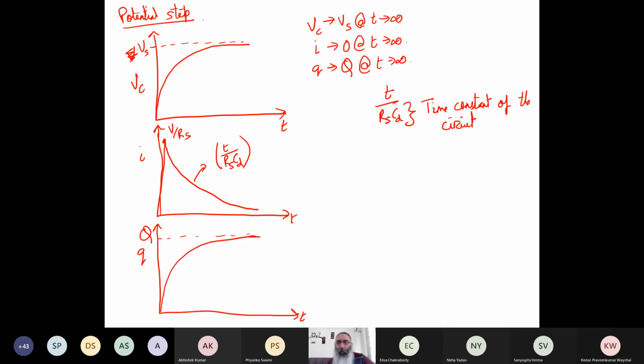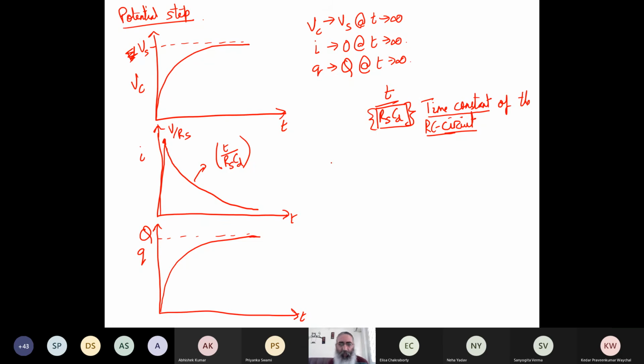Okay, sorry about that. So what you need to establish or convince yourself is that this component Rs into Cd has the same units of time, and this is what we call the time constant of the RC circuit. Because in real time we cannot wait for infinite time for the voltage or the charge to saturate, or for the current to drop to zero. Waiting for infinite time in real time doesn't make sense.